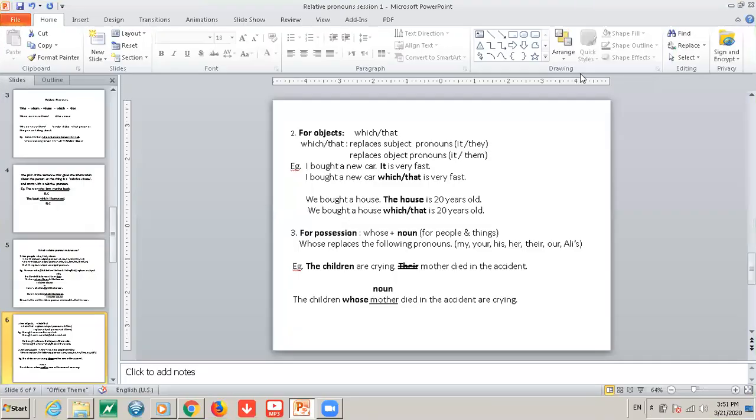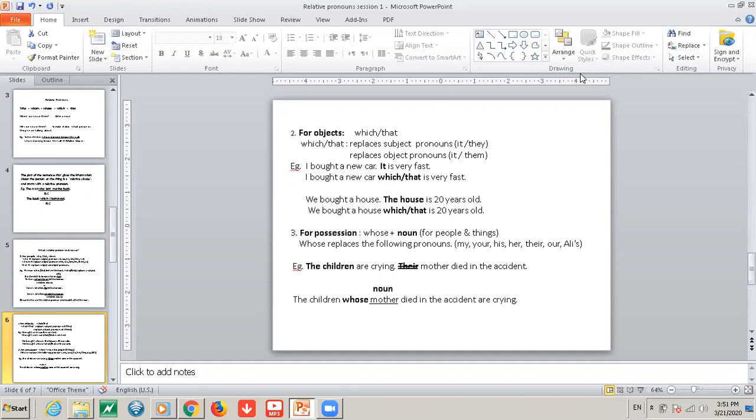For objects, we use relative pronouns like which and that. Which or that replace subject pronouns like it or they, or they can replace object pronouns like it or them. Example sentence: I bought a new car. It is very fast. It refers to the car. So we want to define the car in this sentence. So you have to use a suitable relative pronoun after the noun car. The sentence becomes: I bought a new car which is very fast, or that is very fast.